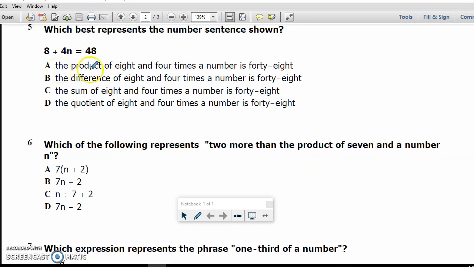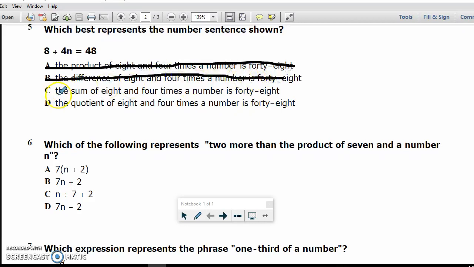Okay, so A says the product of 8 and 4 times a number. So the product means you're multiplying. Are we multiplying 8 in this problem? No, we're only adding 8. So A will not work. Look at B. It says the difference of 8 and 4 times a number is 48. So difference means you are subtracting. If we look back at our number sentence, in this one we are adding 8, not subtracting 8. So B will not work as well.